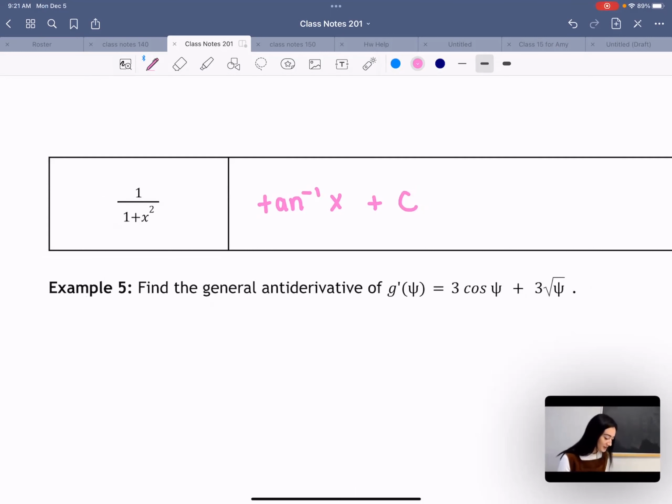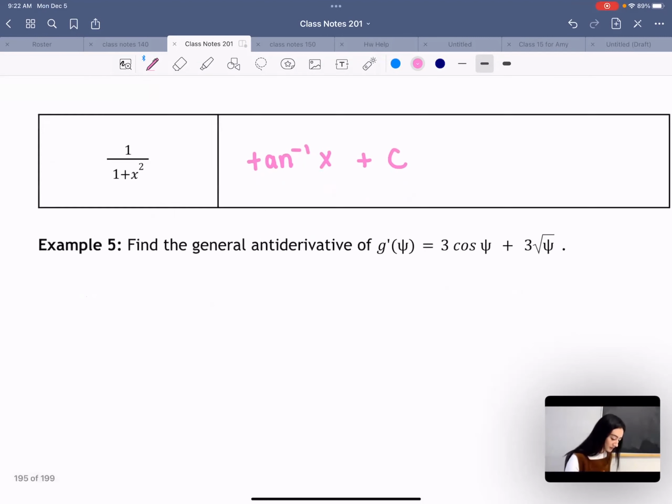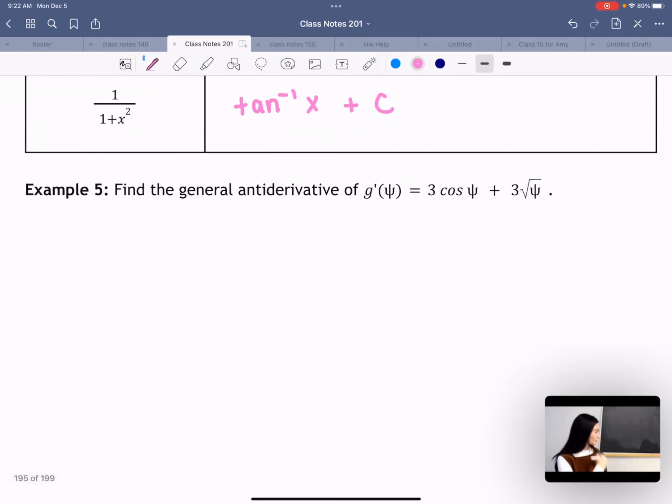All right. So let's go through a few more examples. I do want to give you a chance to practice some of these on your own, but I think going through a few examples together might help us out here.